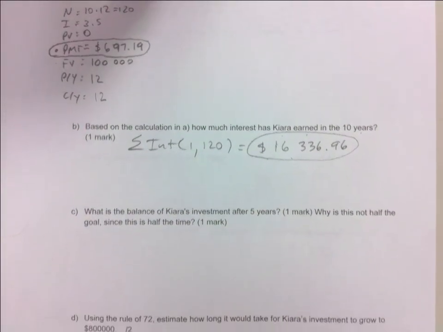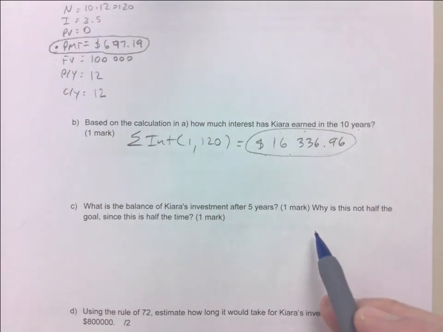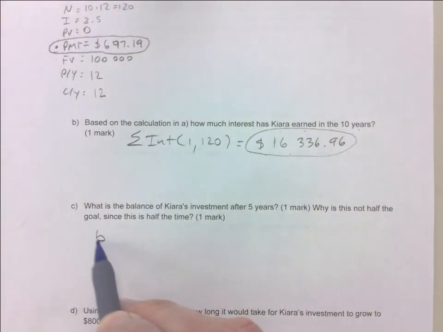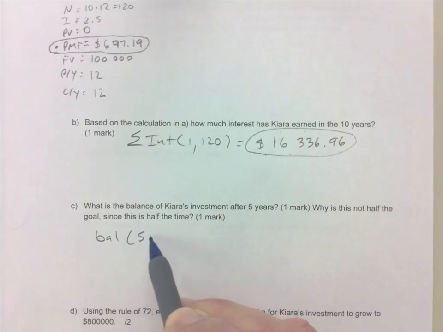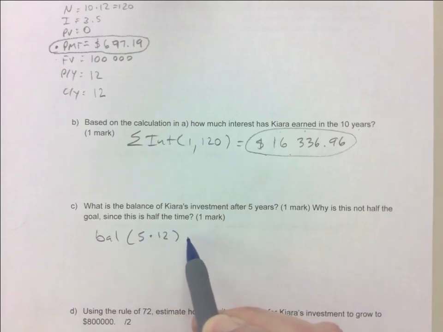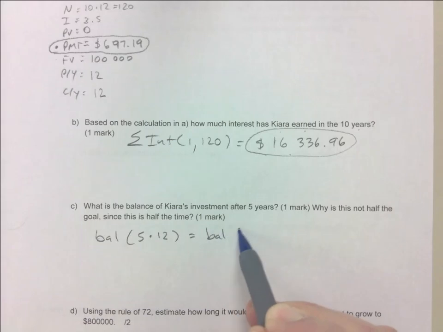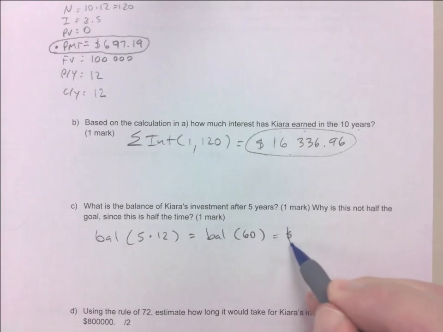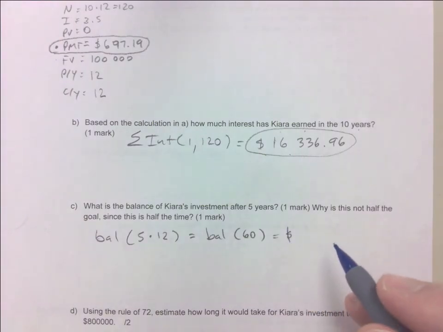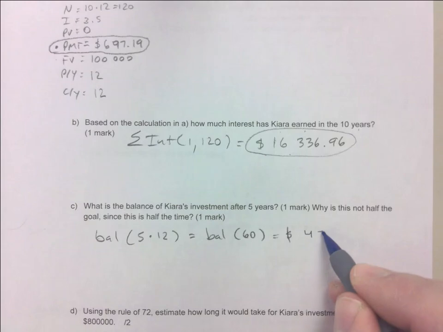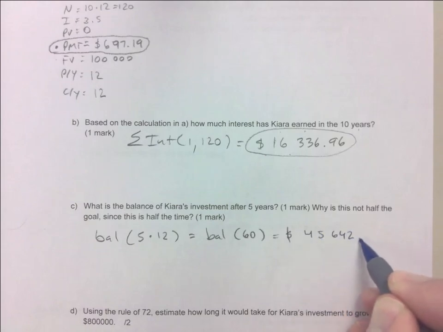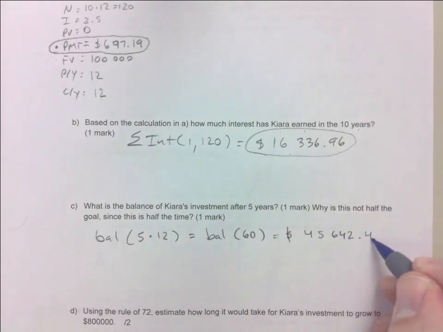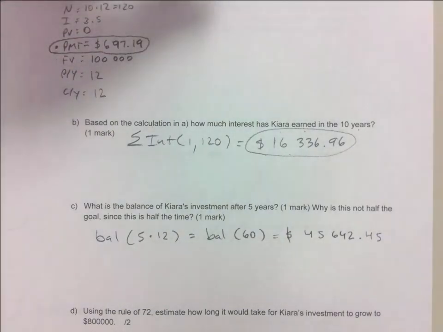What is the balance of Kiara's investment after 5 years? So you have to do balance, right? 5 years times whatever PY is. That's balance after 60 months in a sense. And you are expected to have 45,642 and 45 cents.